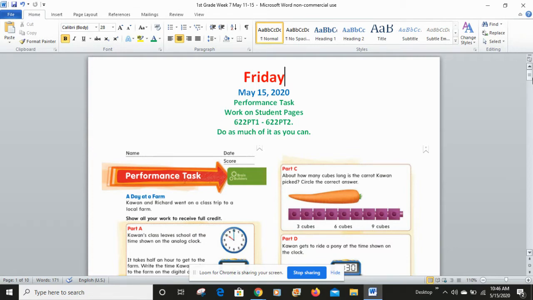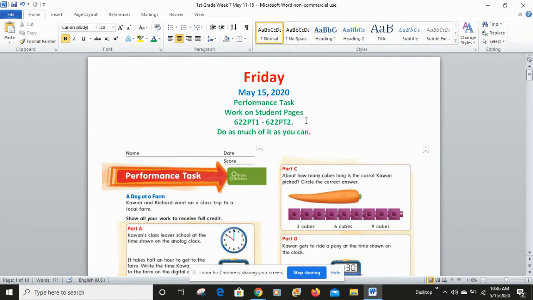And today we've gotten to the end of our chapter on measurement and time. And so today is the performance task. And this is just kind of a review and to see how much you remember, how much you learned, and can you put those skills into practice to do some different tasks.